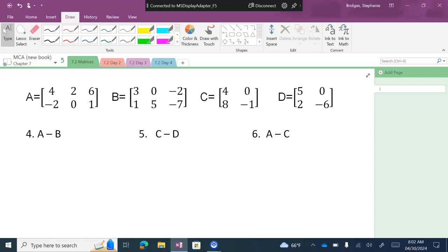Can I do A minus B? Are they the same size? Yep. We're going to start. 4 minus 3 is 1. 2 minus 0 is 2. Now, 6 minus a -2 turns into 6 plus 2, right? Which gives me 8. So our first row should be 1, 2, and 8. Second row, -2 minus 1 is going to give me -3. 0 minus 5 is -5. And 1 minus a -7 turns into another plus. Go ahead and do 5 and 6 if you haven't already. These are the last two.